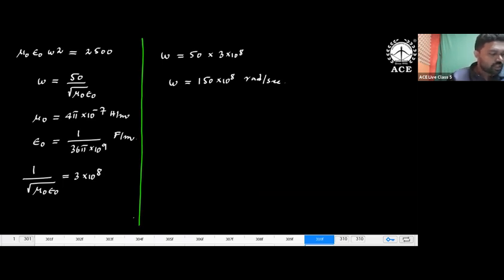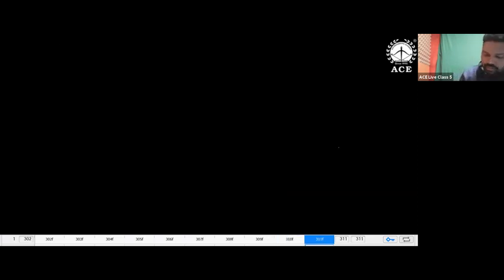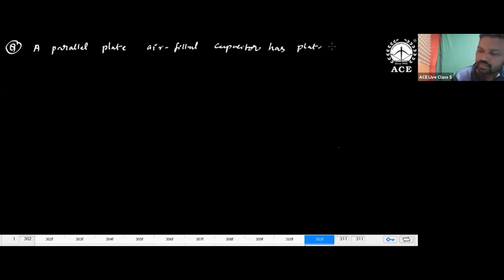Let us have one more question from the EC paper. I am going to turn the page here. Here is a question, beta. A parallel plate air filled capacitor has plate area of 10 to the power of minus 4 meter square and plate separation of 10 to the power of minus 3 meters.